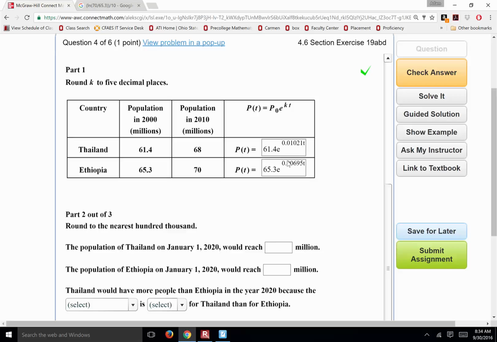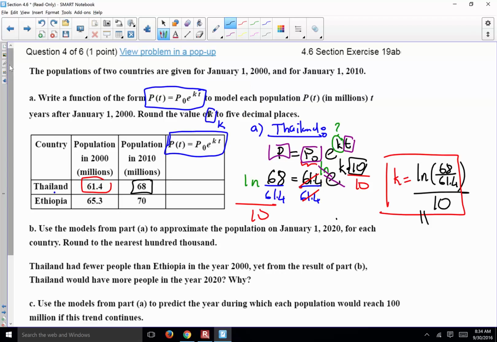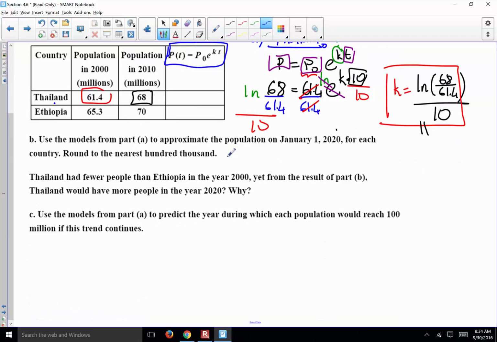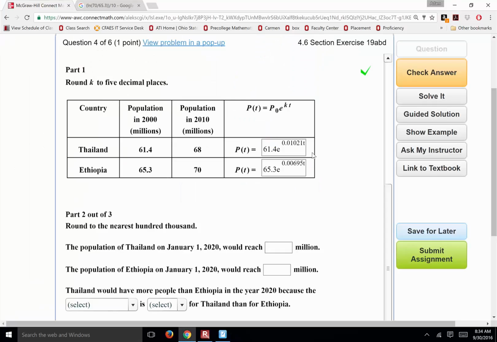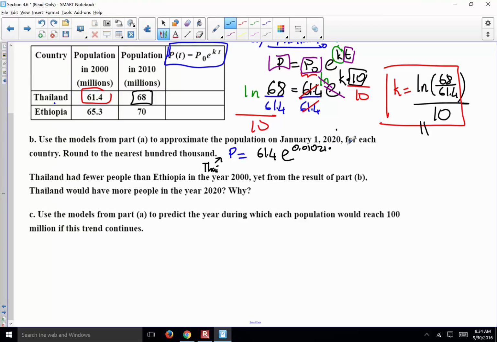20. So you need to substitute 20 and just multiply this out, really. P0 is 61.4. I'm doing Thailand first. This is Thailand. 61.4, e, what is the rate we found? 0.01021, and time is 20.